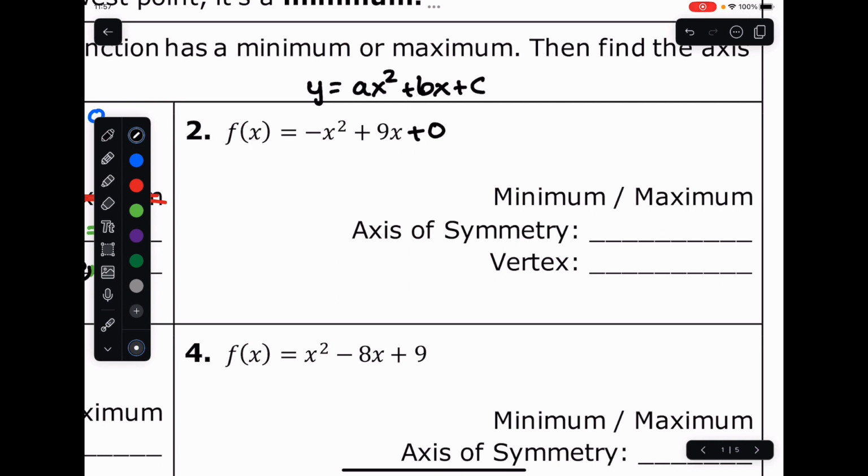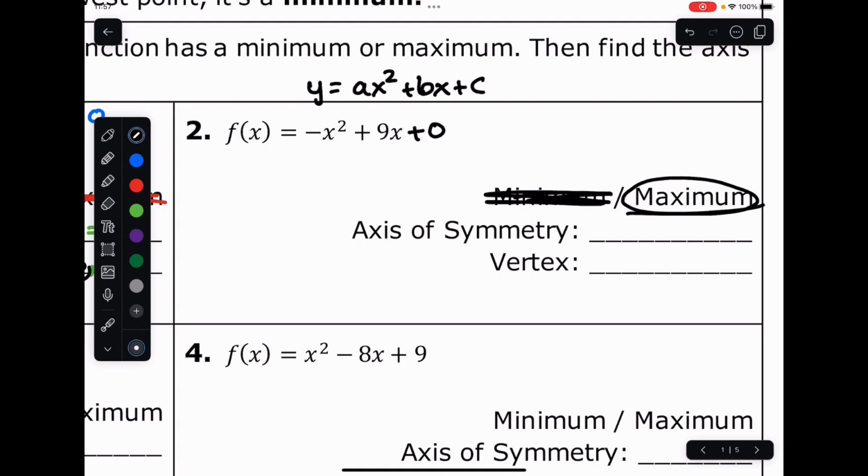Now, since the value of a is negative, since the x squared term is a negative number, that means that the parabola is going to open downwards. And therefore, the vertex, again the turning point where it turns, is going to be the highest point. So this one has a maximum value and not a minimum.